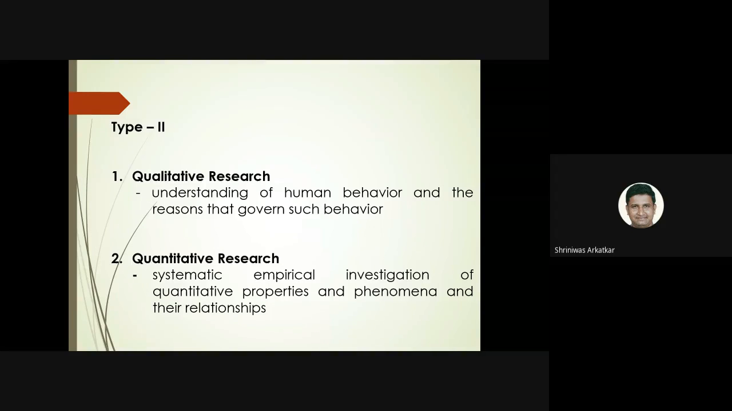There is another way we can classify this: as qualitative research and quantitative research. Qualitative research is basically what most social sciences people do, because there is an understanding of human behavior. For example, an interesting problem can be how a particular kid or a toddler will behave, or how a particular human being has behaved, or will behave, when he was a kid or a baby.